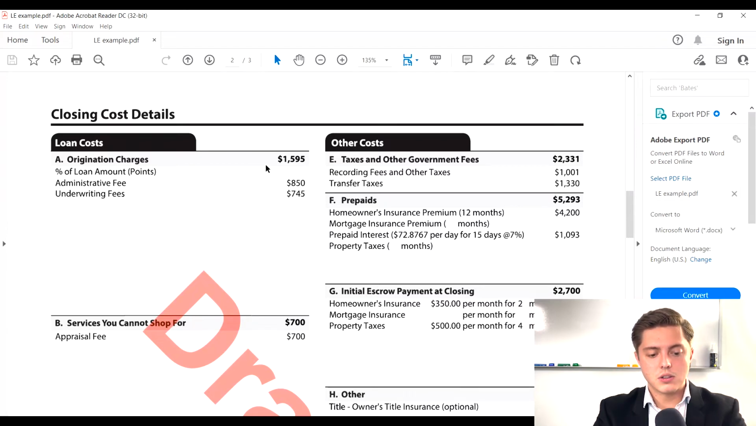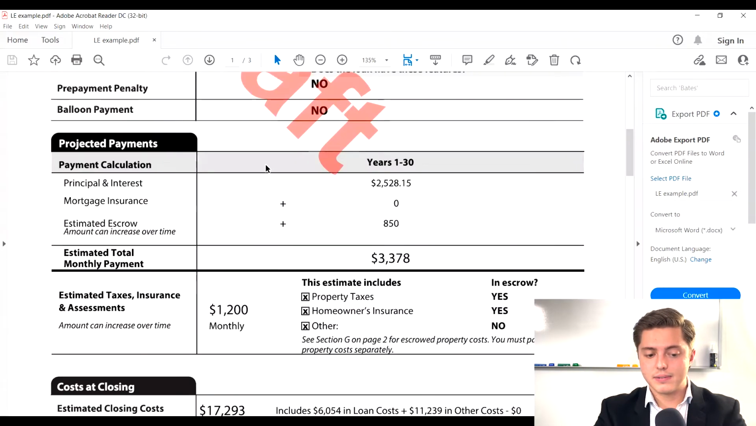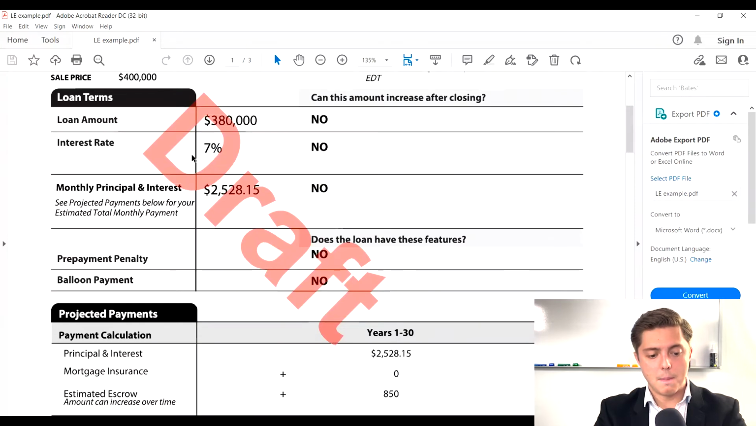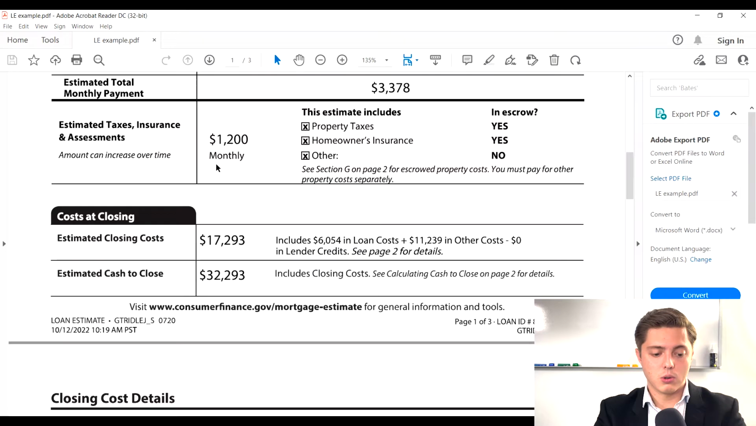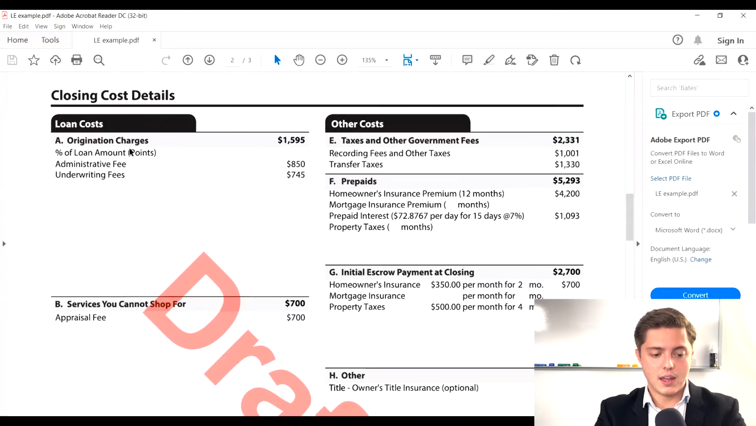One of the things I mentioned in my how-to-shop video is that maybe you're getting a rate that is attractive, it's much lower, but you're paying points to get it. To find that out, you would scroll down to Section A, and you'll see percentage of loan amount points listed there. Sometimes lenders do charge points as their standard loan fees, but it's not super common.